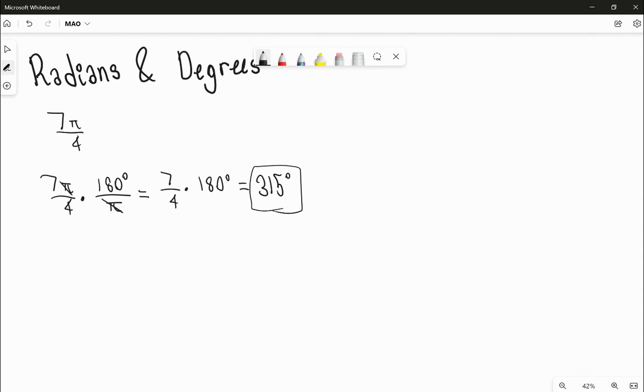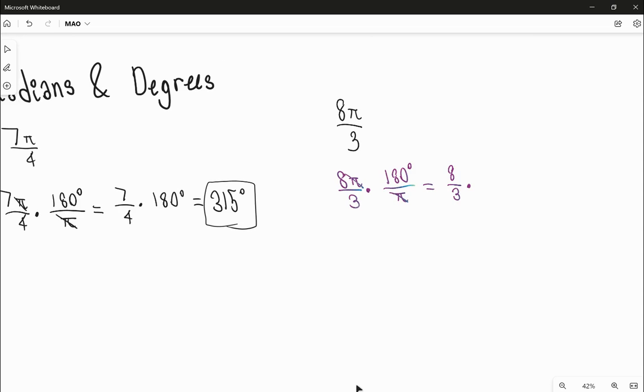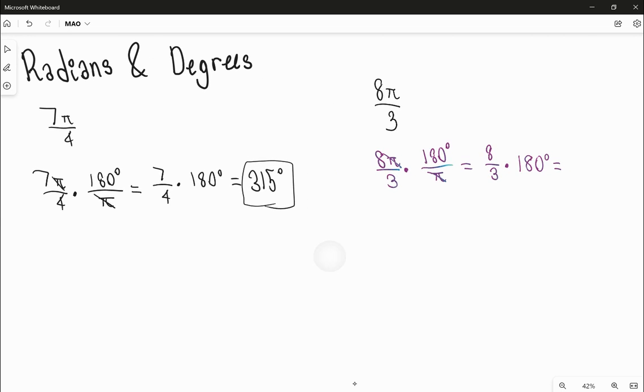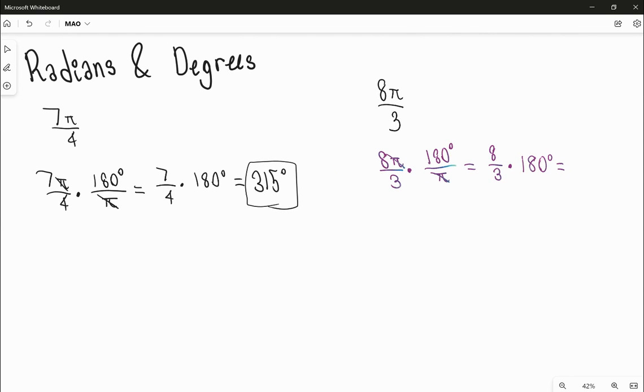Now if you have, let's say, 8 pi over 3, 2 degrees. Go back to the galaxy pen, even though I haven't been for the past couple. But you have 8 pi over 3. A ratio you need to convert to degrees, so you have 180 on top, pi on the bottom. Those pi's cancel out, and you get 8 over 3 times 180 degrees. So the answer to that would be 480 degrees.